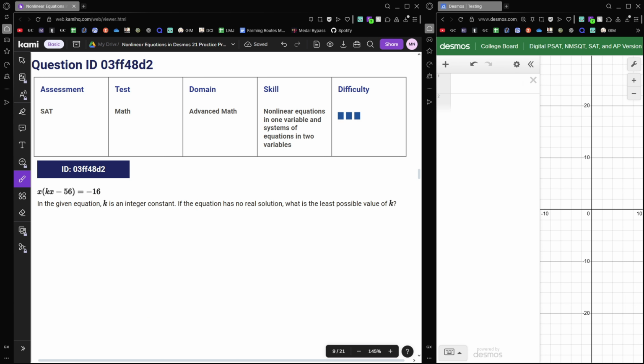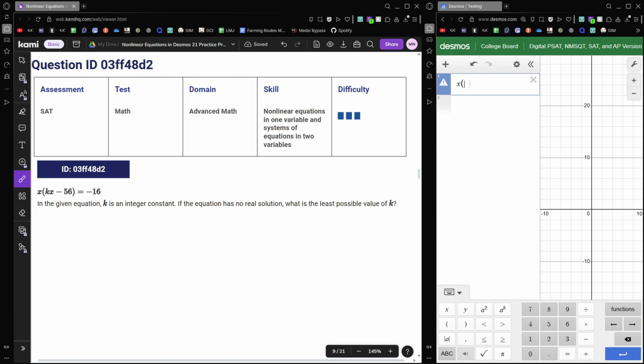Question number 9. In the given equation, k is an integer constant. If the equation has no real solution, what is the least possible value of k? Let's go ahead and put this in Desmos. And once again, I'm going to set that second part of the equation into its own line. So y is equal to negative 16. Oh hey look, they made our k into a slider again, that's nice.